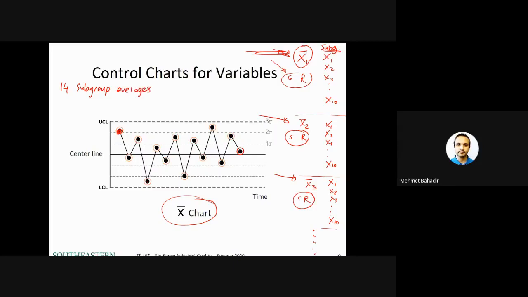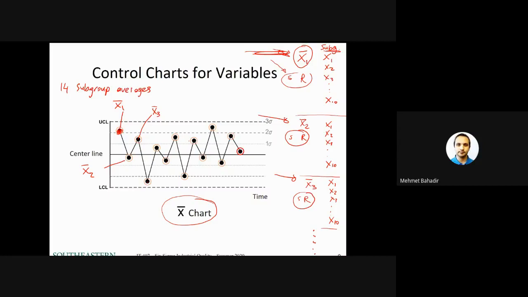Those are subgroup averages. So this first point is X1 bar. The second point is X bar 2. The third one is the subgroup average of the third group, right? All right, so those points, which are the most critical elements on our variable chart, represent the subgroup averages.